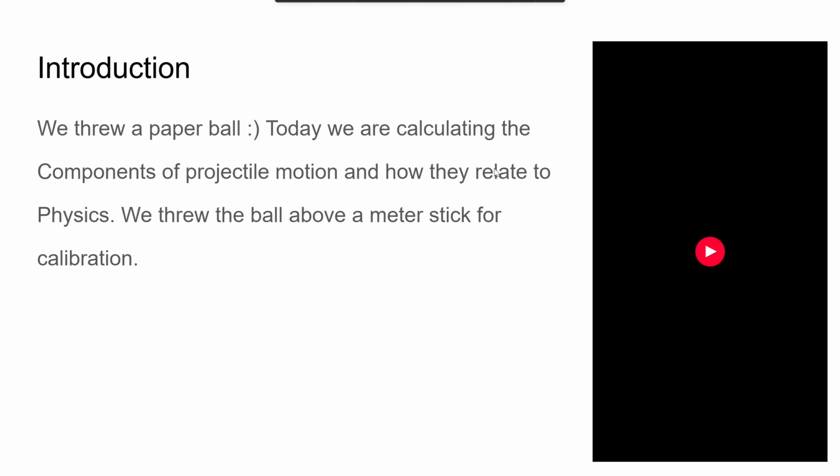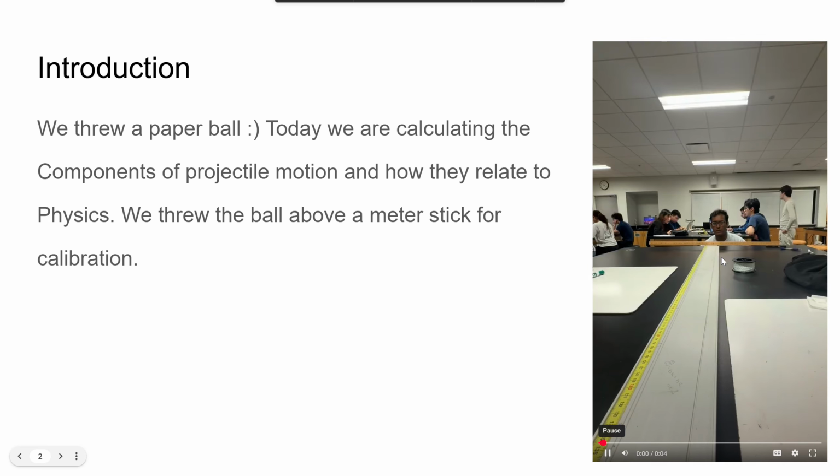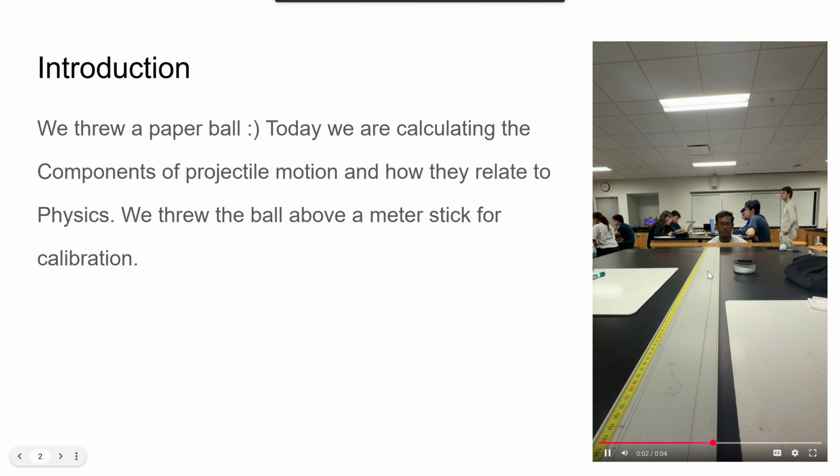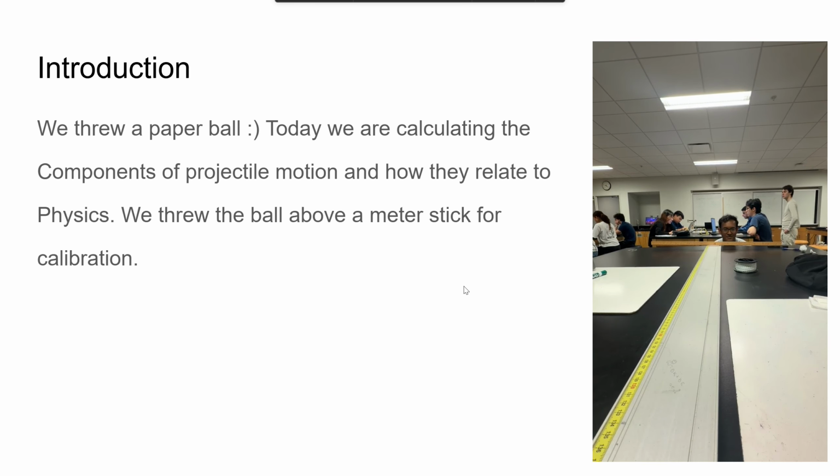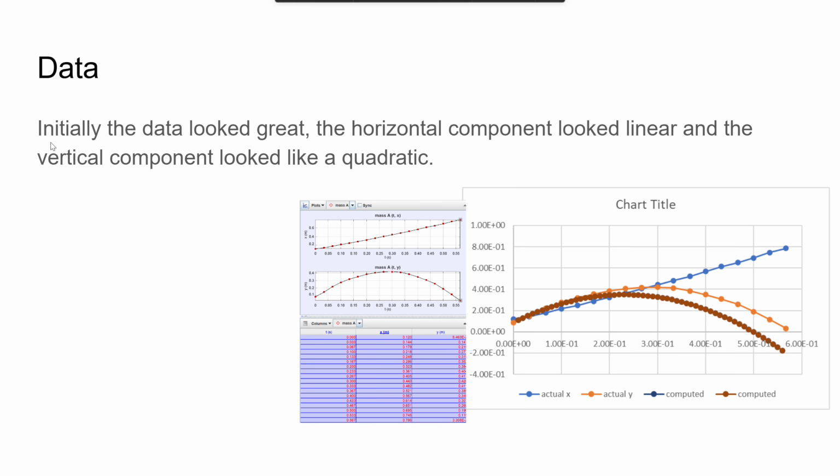For this lab, we had to throw some object, a projectile, and calculate the different forces acting on that projectile. We threw a paper ball, which was the easiest thing we could find, right above a meter stick for calibration for the Tracker app. And here's us throwing the ball. Keep in mind the camera shaking for a little later.